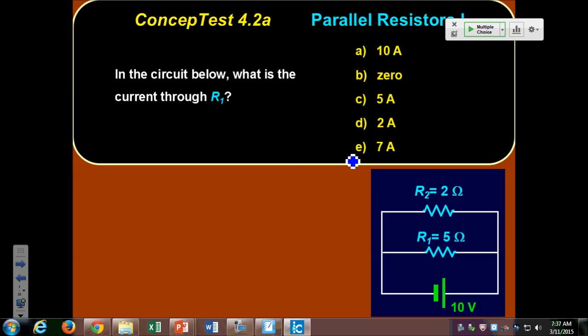That's right, good. So looking for R1, each of these have the same voltage. Resistors in parallel have the same voltage, so it's 10 volts across each of these. 10 volts at 5 ohms gives me 2 amps. V over R is I from Ohm's law.